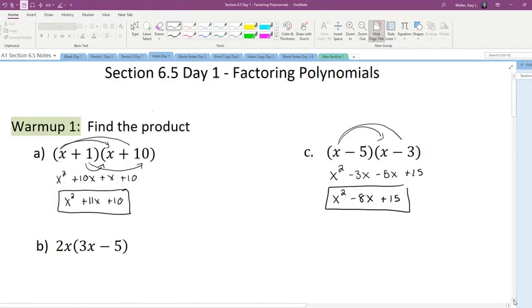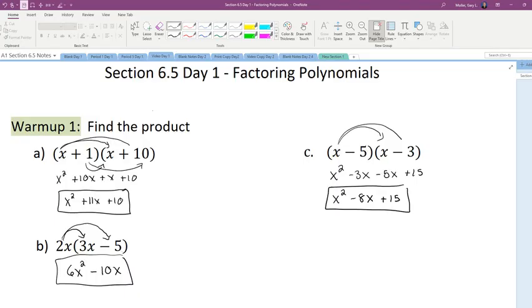And then this one is also a product. These are also factors. We have one thing times another. So this is factor 1, 2x, and 3x minus 5 is factor 2. And this time we're just doing a single distributive property instead of 2. So I get 6x squared minus 10x. All right, so that's multiplication. We multiply factors together, and we get a number, or in this case, a polynomial.